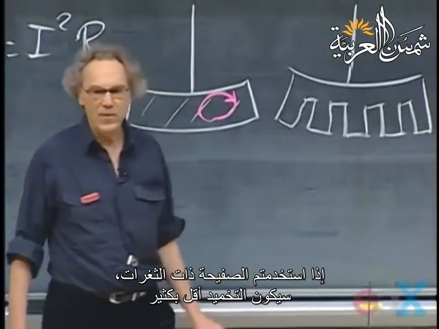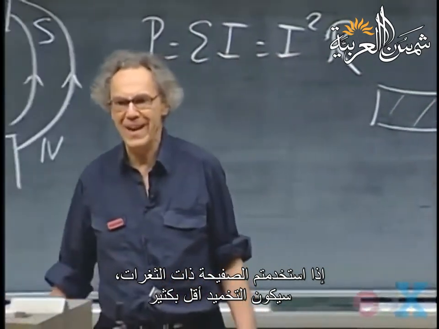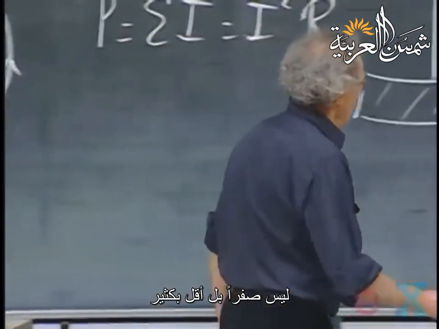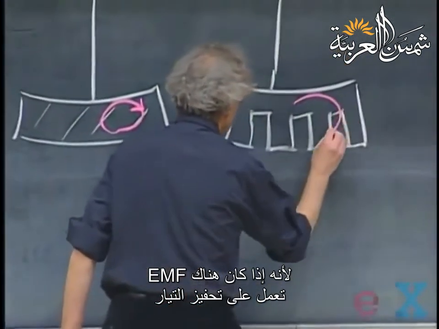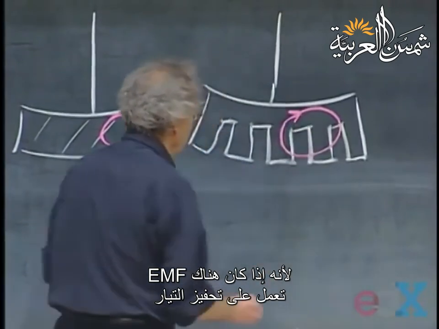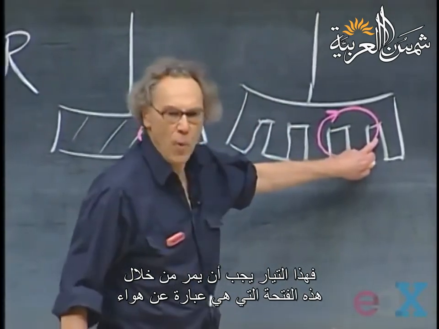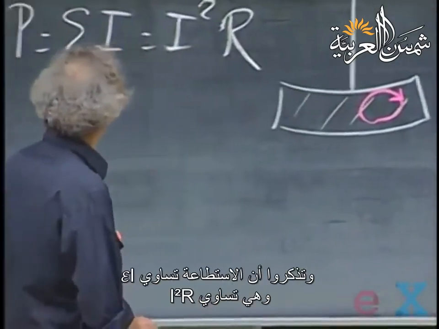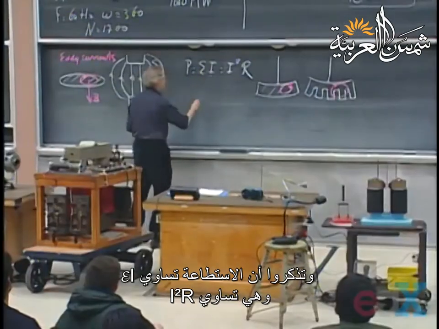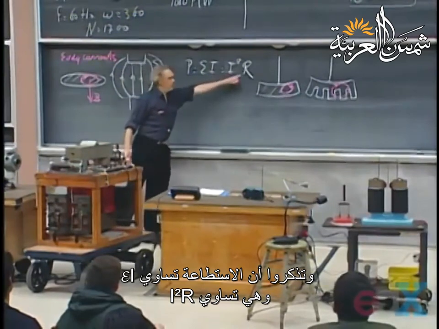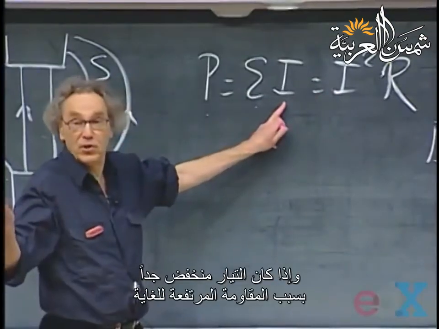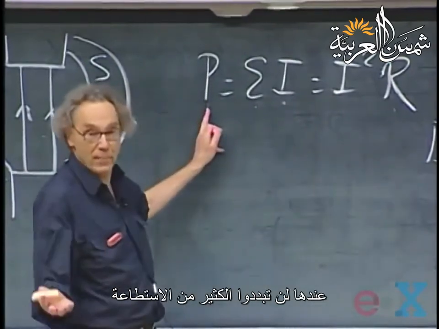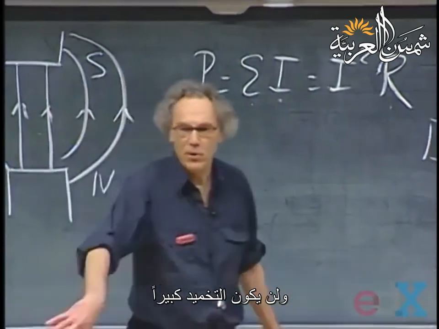If you do it with something like this, the damping will be substantially less. Not zero, but substantially less. Because now if there is an EMF that wants to drive a current, this current has to go through this opening, which is air, which has a huge resistance. And remember, power is E times I, and it's I squared R, and if the current is extremely low because the resistance is so absurdly high, then you don't dissipate much power. And so there's not much damping.